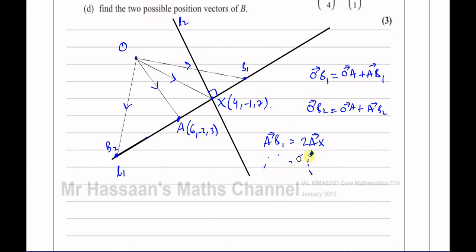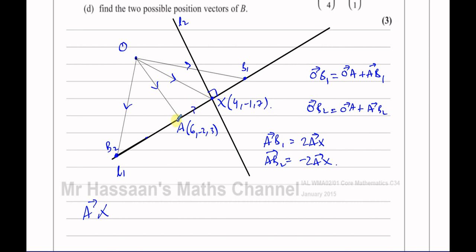And we can also say A to B2, from A to B2 is like A to X, but the opposite direction. So it's minus 2 A to X. So I need to find, for both of them, what A to X is. If I find the vector from A to X, that's the key to this question now.